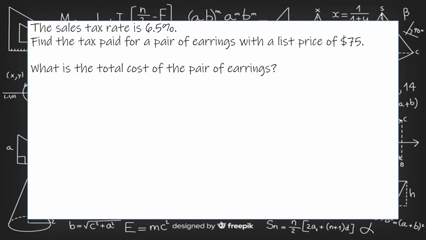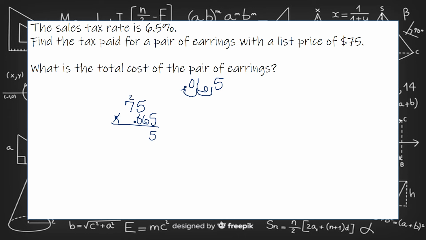The sales tax rate is 6.5%. Find the tax paid for a pair of earrings with the list price of $75. So we're going to say $75 times a tax rate of 6.5. So remember, to change a percent to a decimal, we need to move it 2 spots. So 0.065. So 75 times 0.065.